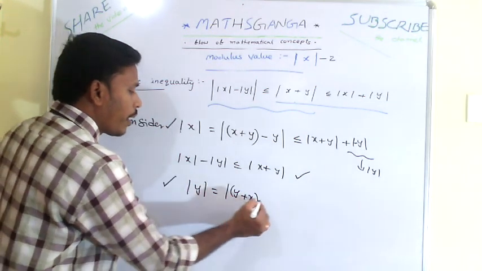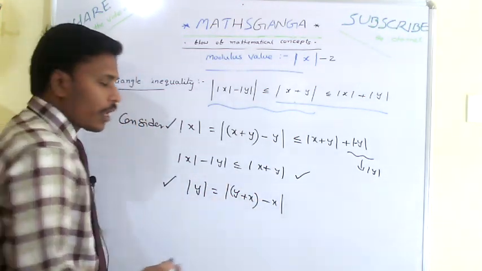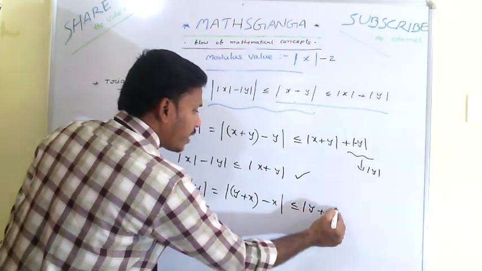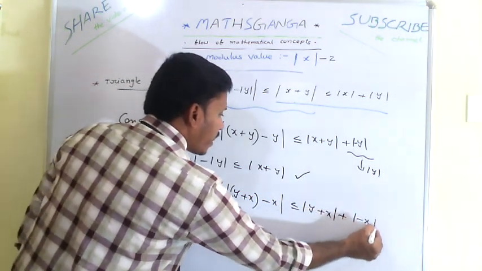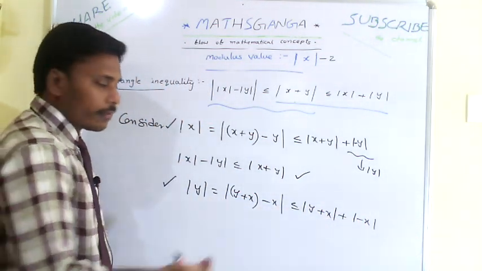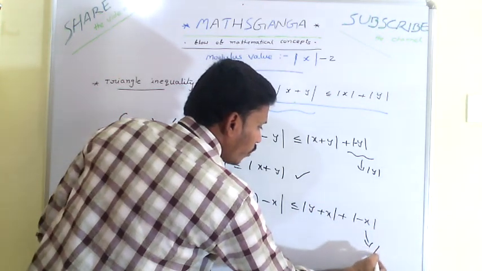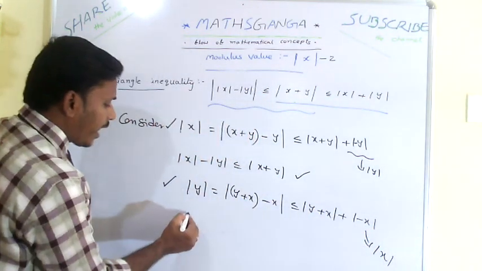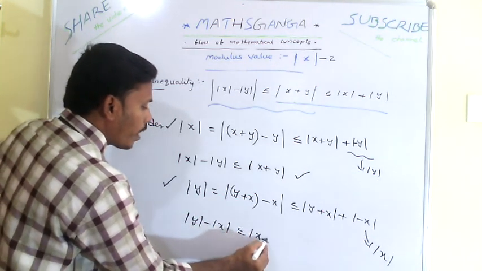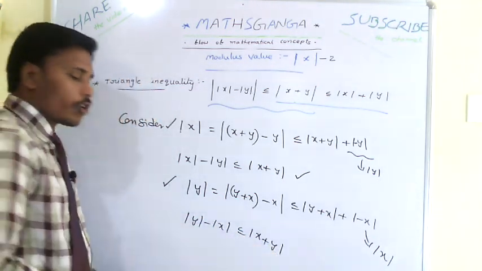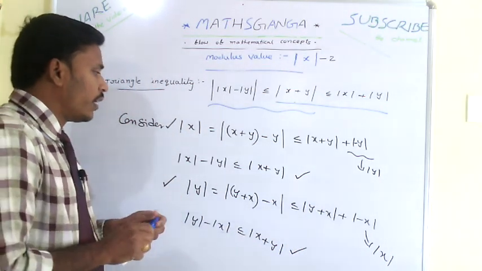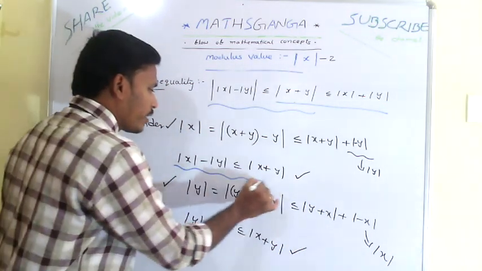again you just write this mod y as mod y plus x minus x. Now again I am writing it as, this is less than or equals to mod y plus x plus modulus of minus x. This modulus of minus x is again nothing but mod x. If you send it this side, you have that mod y minus mod x is less than or equals to mod x plus y. Okay, so by starting with mod x, I have that mod x minus mod y is less than or equals to mod x plus y.